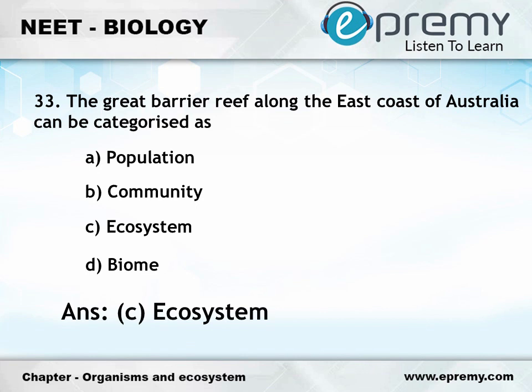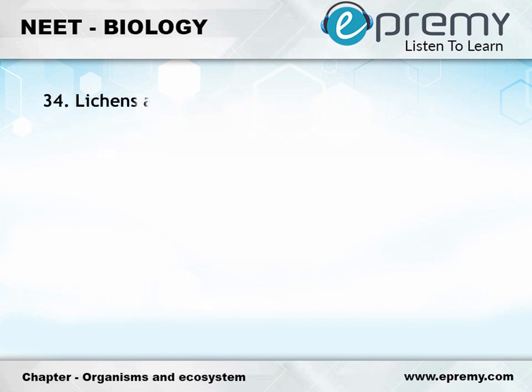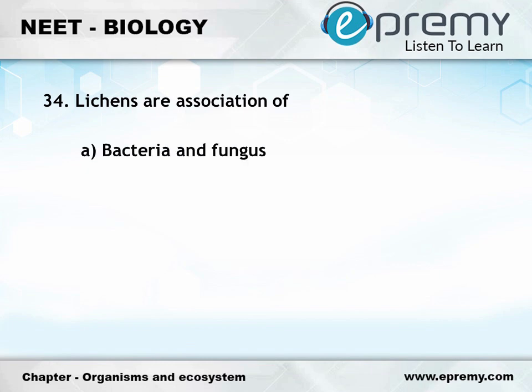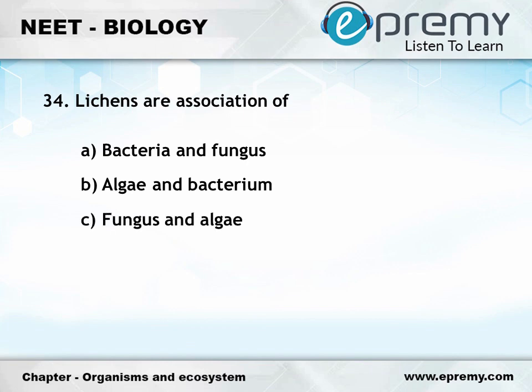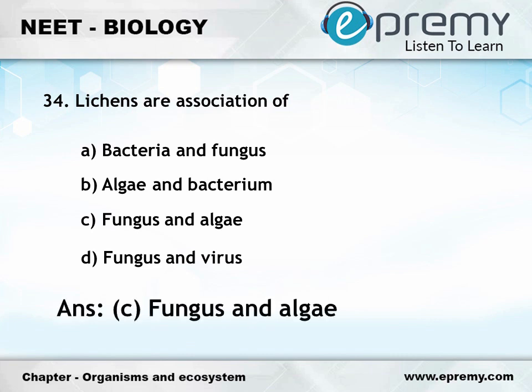Question number 34. Lichens are association of option A, bacteria and fungus, option B, algae and bacterium, option C, fungus and algae, option D, fungus and virus. The answer is option C, fungus and algae.